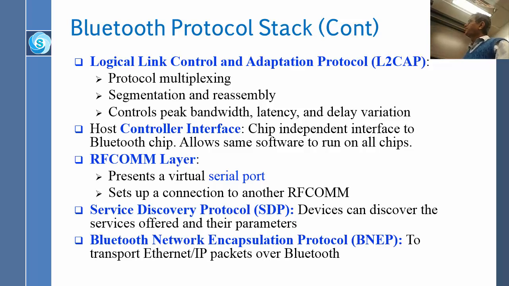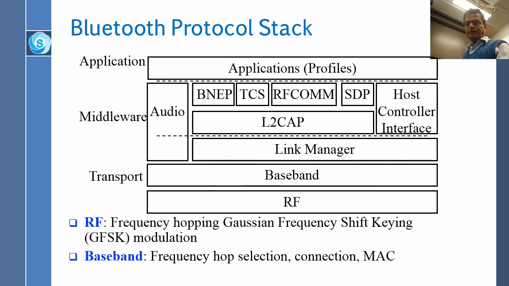The host controller interface is the chip-independent interface to the Bluetooth chip, which allows software to run on all chips. So let's go back to that. On top of this there is software. Actually, this is all software running here, and this is all in the hardware, and this is what really makes the interface hardware independent. It's like this: Windows can run on AMD CPUs and on Intel CPUs, the same Windows. How does it run? Because there is a layer called the HAL, the Hardware Abstraction Layer, in the case of Windows. That is what this is.